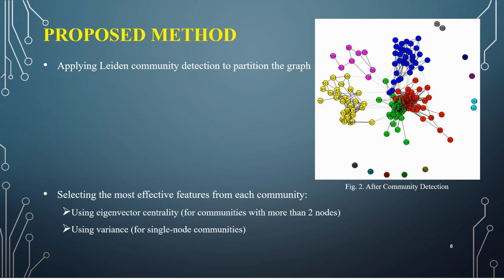Eigenvector centrality is an extension of degree centrality. However, the main idea in eigenvector centrality is that a node is important if it is linked by other important nodes. A high eigenvector centrality of a node indicates a strong influence of that node over other nodes in a network. So it's a good choice for finding important features. For the rest of the single node communities, we select the vertices with the most variance.